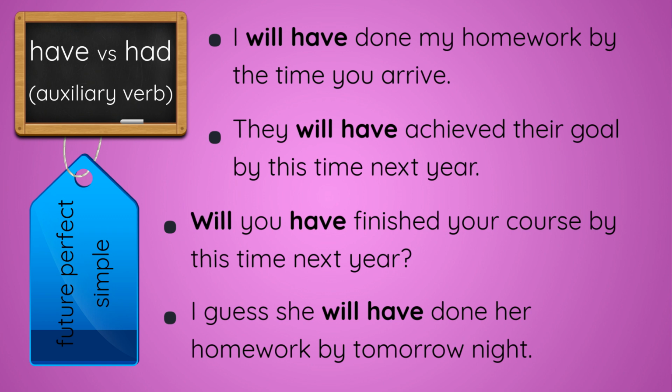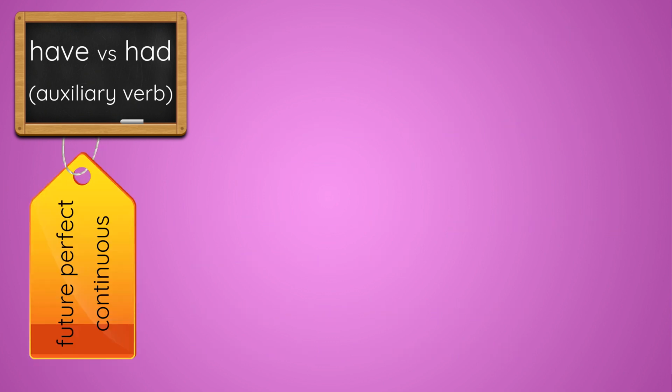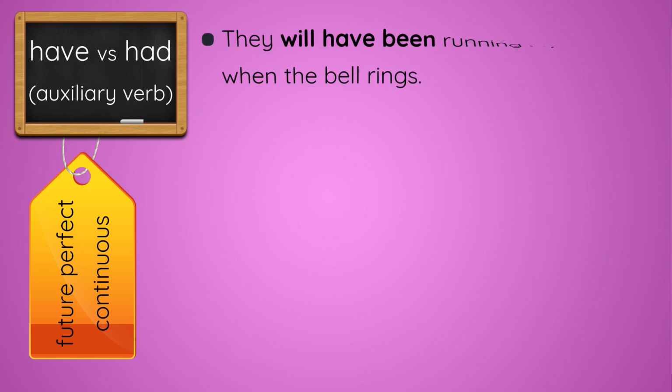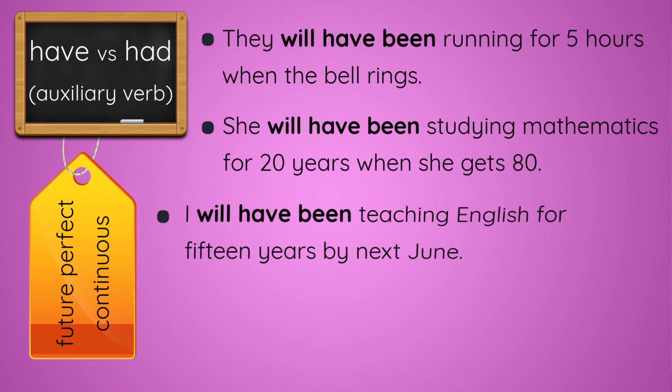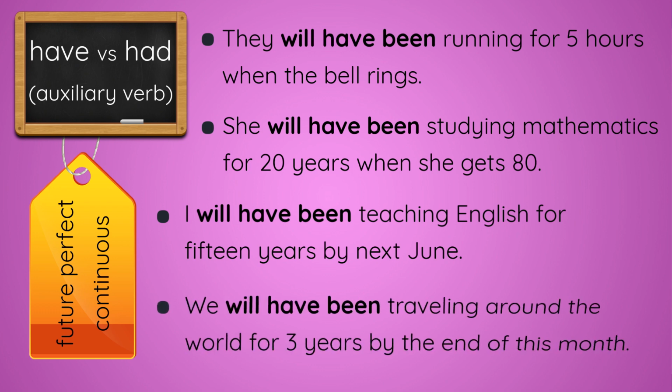Future perfect continuous: They will have been running for 5 hours when the bell rings. She will have been studying mathematics for 20 years when she gets 80. I will have been teaching English for 15 years by next June. We will have been traveling around the world for 3 years by the end of this month.